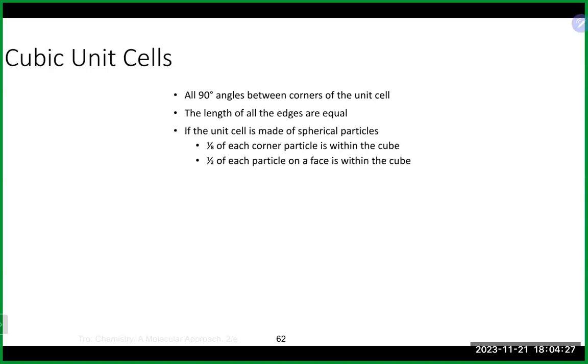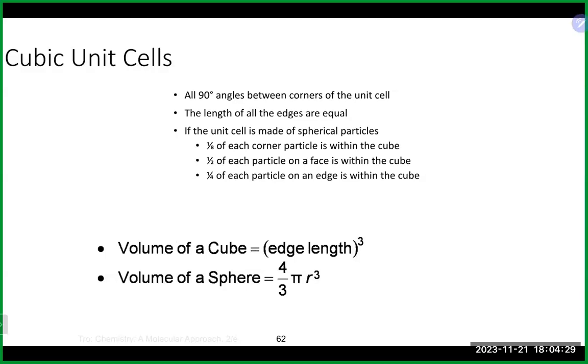So cubic unit cells, which are the ones we're going to focus on, have all right angles, 90 degrees. The lengths of the edges are equal to each other. And when we talk about a unit cell, in the corner of these cubes, you have an eighth of an atom. And since a three-dimensional cube has 8 corners, that means you have one whole atom in the total of all the corners together.